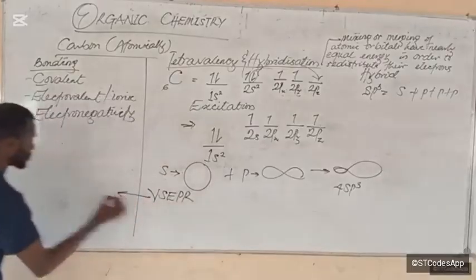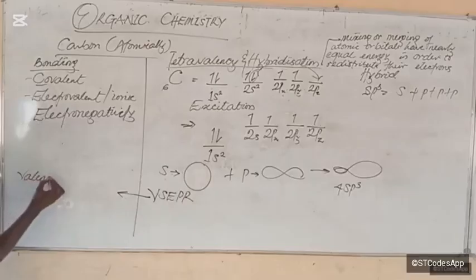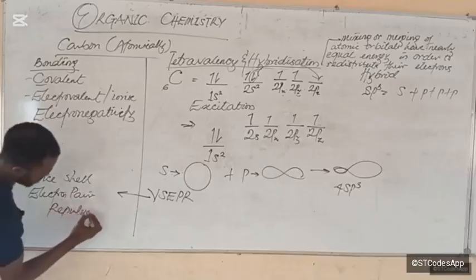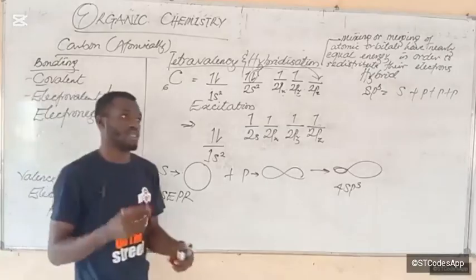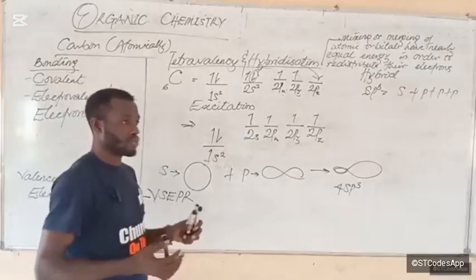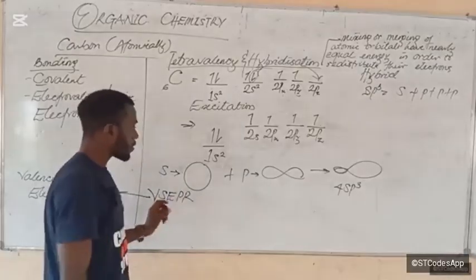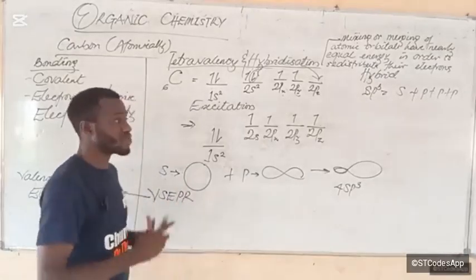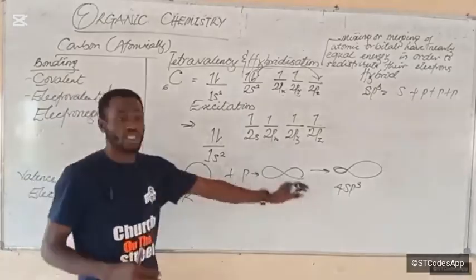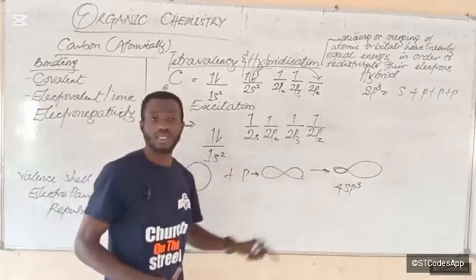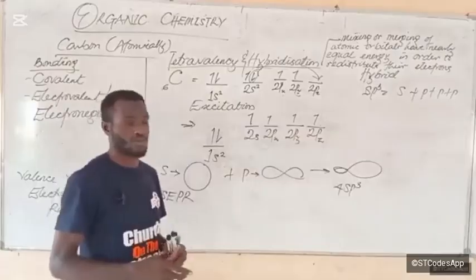Valence shell electron pair repulsion. I'm not discussing it here exactly, because I assume you should have learned it before in coordination chemistry. Okay, so according to the VSEPR theory, we are able to tell the geometry or shape of the methane that will be formed, the 4 sp3 orbitals that will be formed.